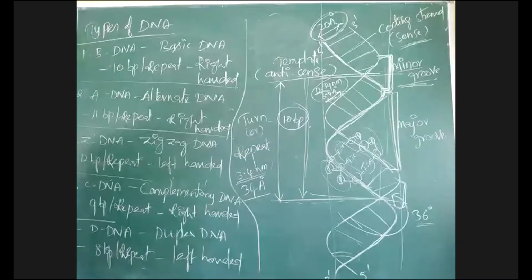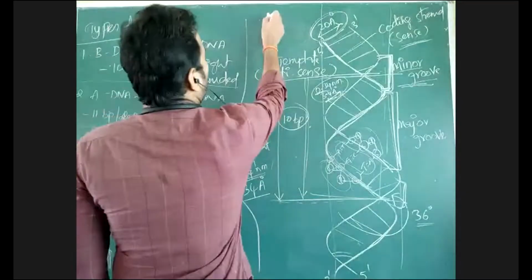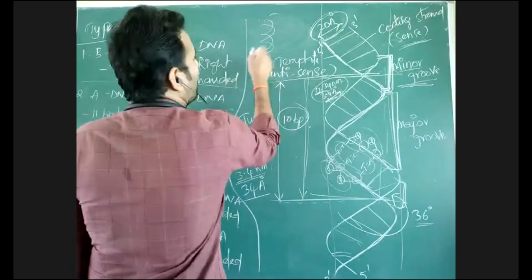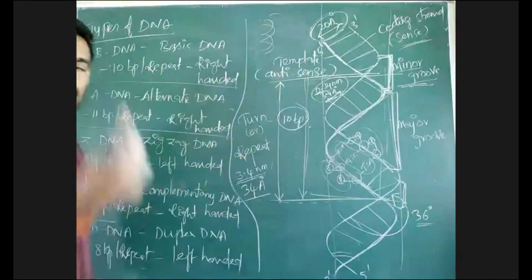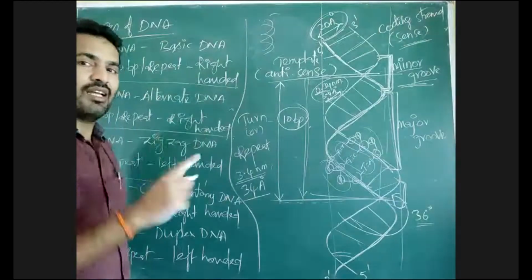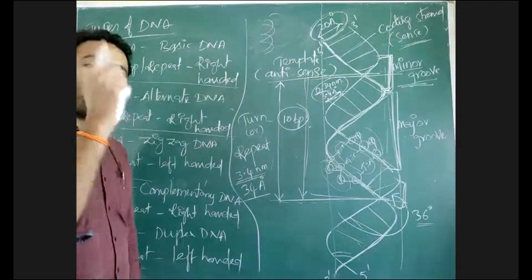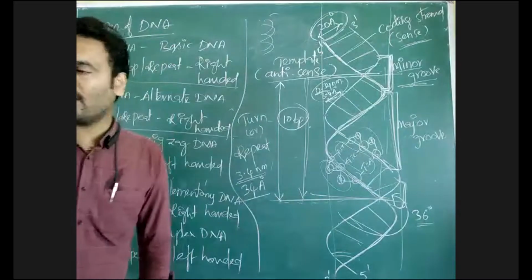What is right-handed or left-handed? That is the rotation: one strand is coiled around the other strand. That coiling of one strand around another strand is a right-handed rotation.